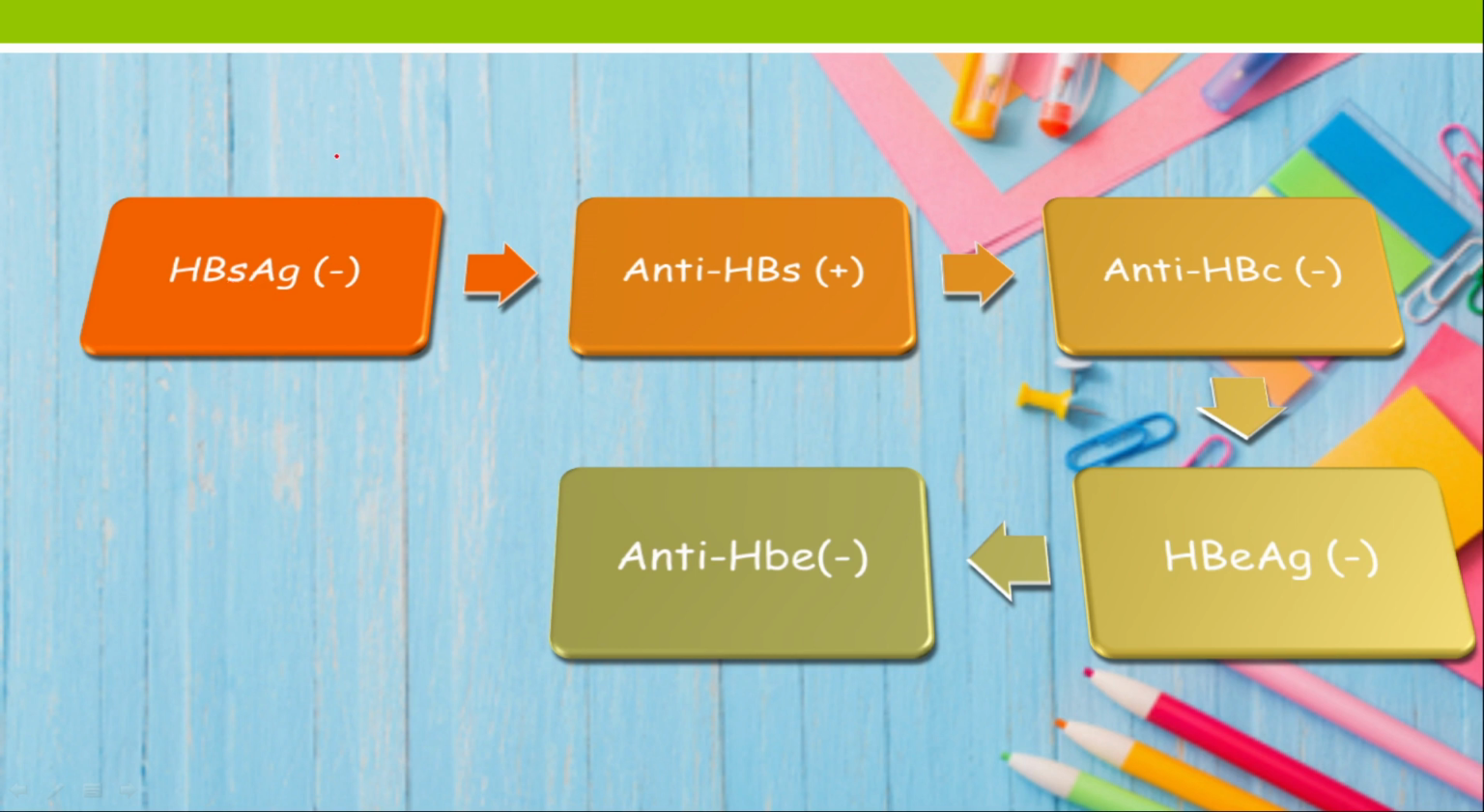So HBsAg negative, so there is no active infection. Yes, no active infection. Then comes anti-HBs positive. It is showing good immunity. And the most clear thing we know, whenever there is infection, anti-HBc is the first antibody to appear, but this antibody had not appeared now. So something is different in the scenario. Let's see what it could be.